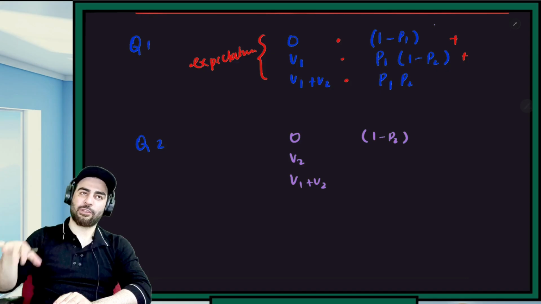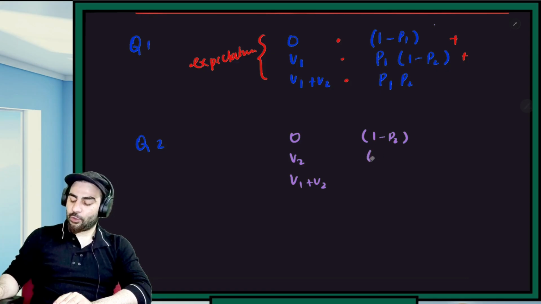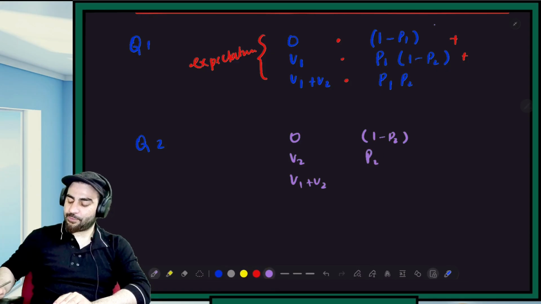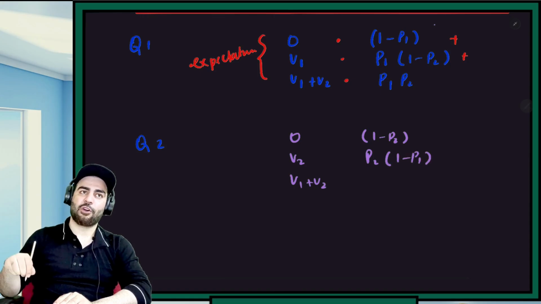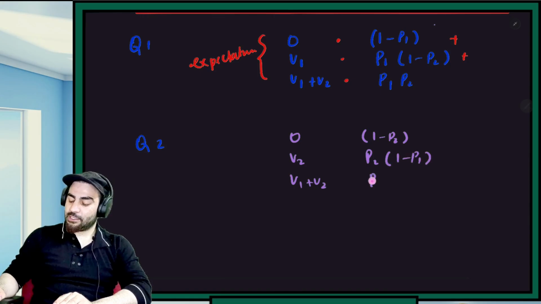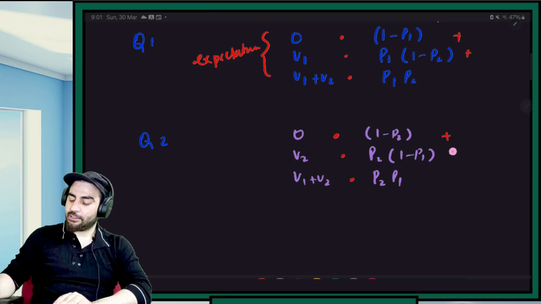If I got the second question wrong, that is 1 minus P2. And if I got the second question correct but the first question wrong, that is P2 multiplied by 1 minus P1, because I got the first question wrong on the second try. So this is P2 P1. Again, if I multiply these things and add them together, this is the expectation.